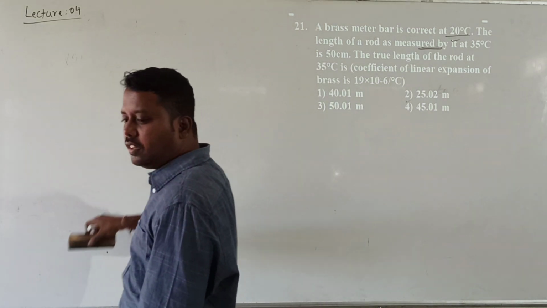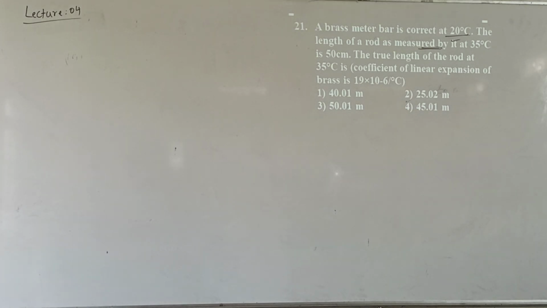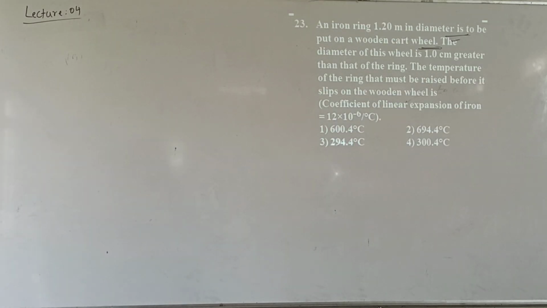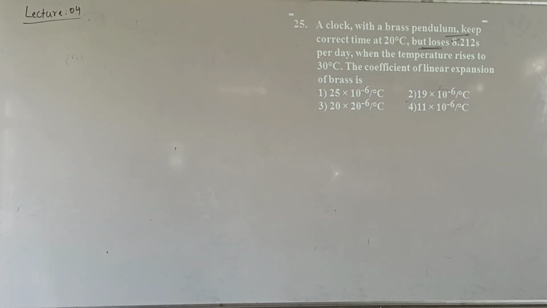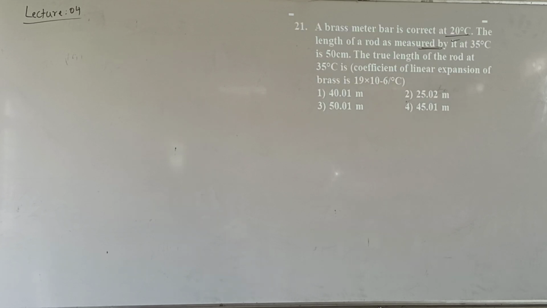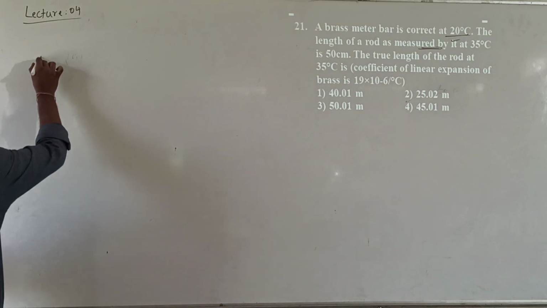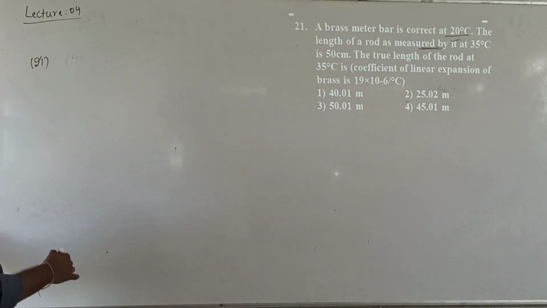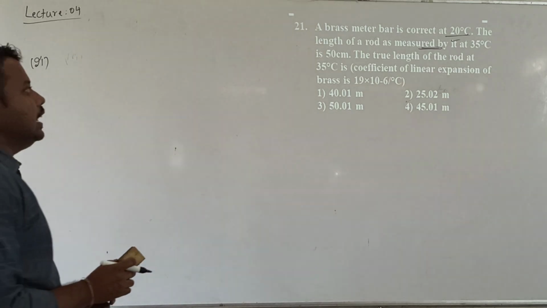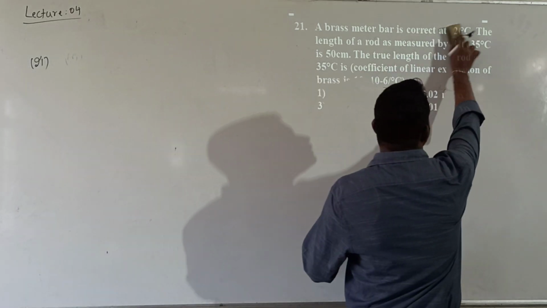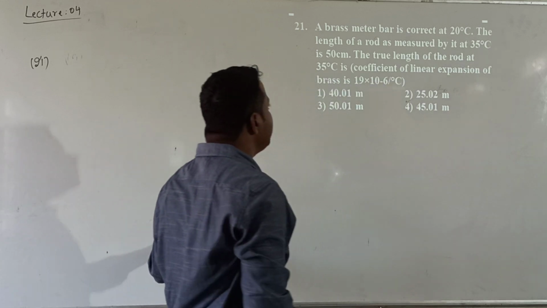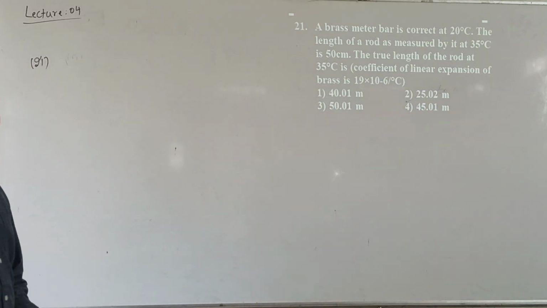Question number 21. So what is this question number 21? A brass metal bar corrected at 20 degrees Celsius. The length of the rod measured by it at 35 degrees is 50 centimeters. What is the true length of the rod at 35 degrees Celsius?